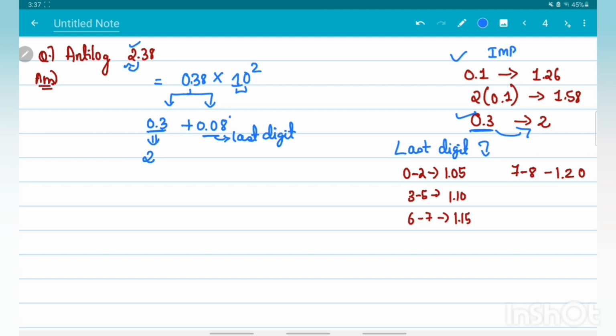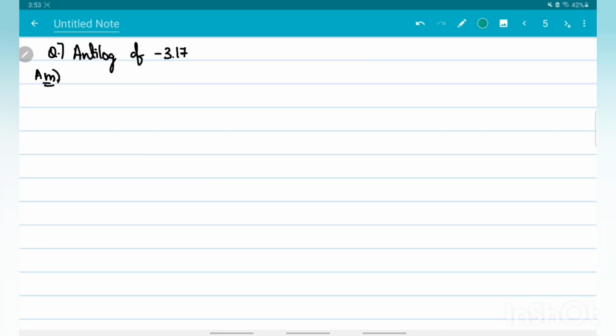In the last digit part, we have got the number 8. I told you that whenever your number is from 7 to 8, you're going to substitute this value. So we are going to substitute here 1.20 for the last digit. Now we are going to multiply them and bring back the 10 square over here. When we multiply all this, we get the answer as 2.40 into 10 square, and this is the value of antilog of 2.38.